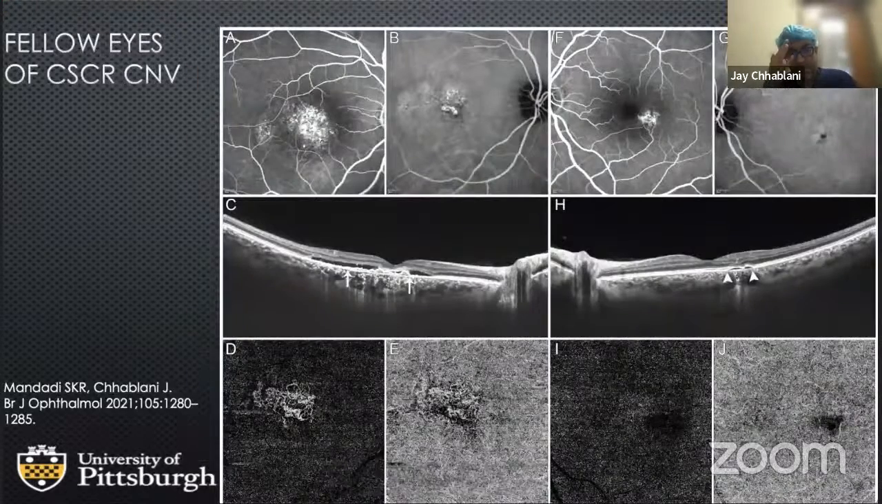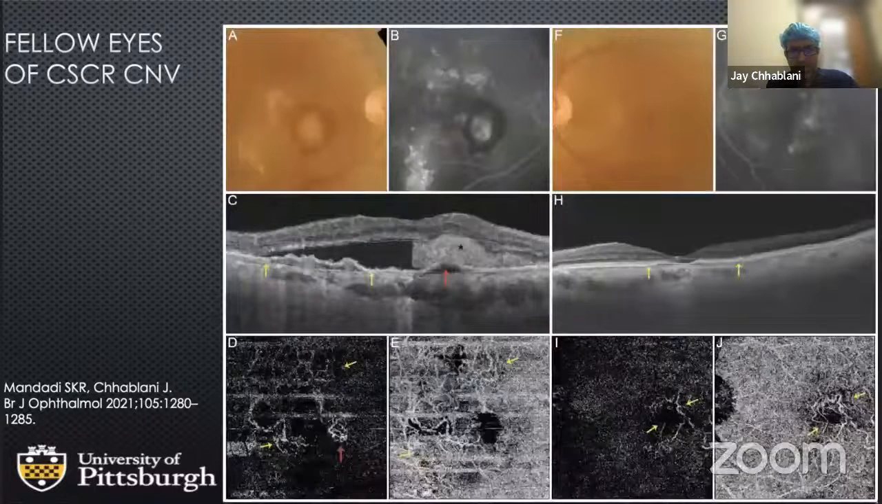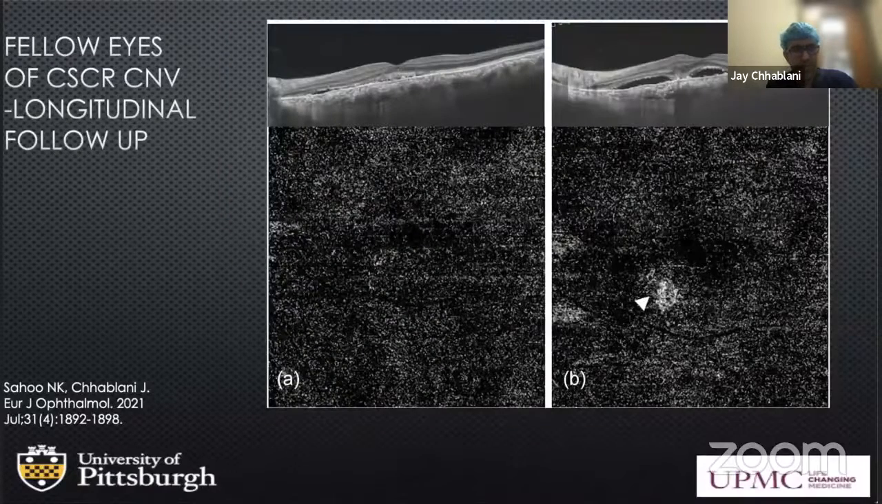Let's look at the fellow eyes of CSCR with CNV. This is one of our recent papers where we showed that OCT angiography can be used to look for CNV formation in the fellow eyes of CSCR. This is one example, and this is another example where you can see that the left eye clearly shows the presence of choroidal neovascular membranes on the OCT angiography picture. We also showed in the long-term follow-up of these fellow eyes that approximately 33% of these eyes tend to develop CNV on OCT angiography.